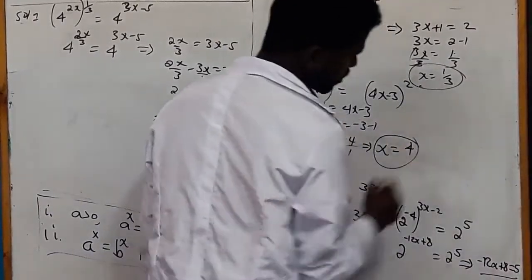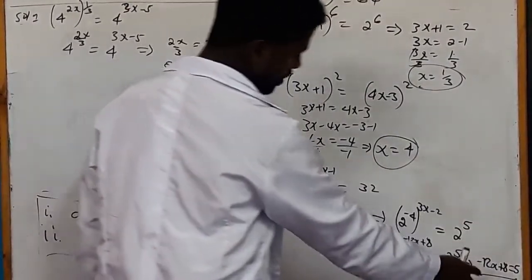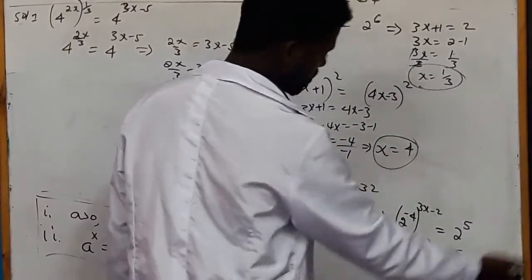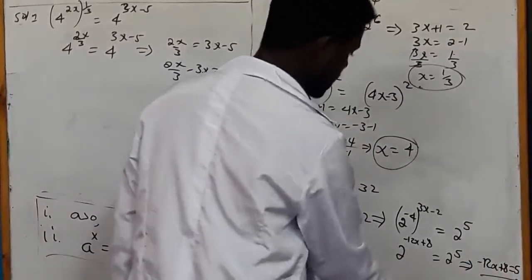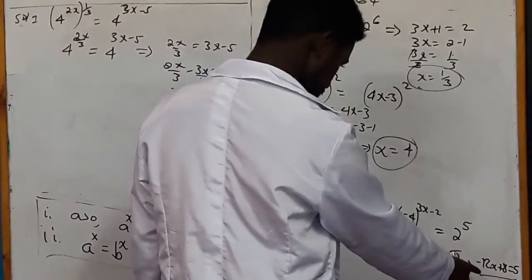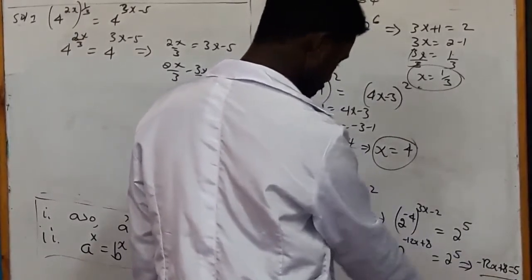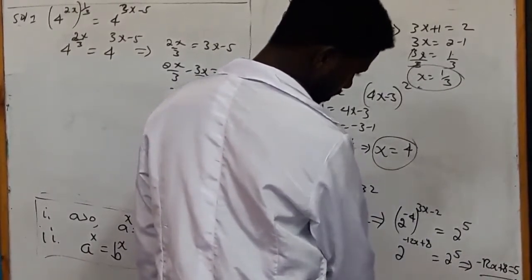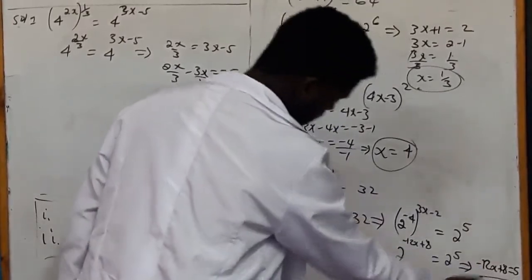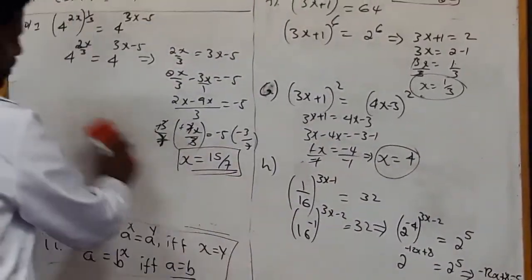Now I left the solution for you because it is very simple. Negative 2x plus 8 is equal to 5. You can solve it, and finally the answer becomes what? Negative 1 over 4, right? Positive 1 over 4. You see, you can solve it by yourself. Okay, let us see another example.